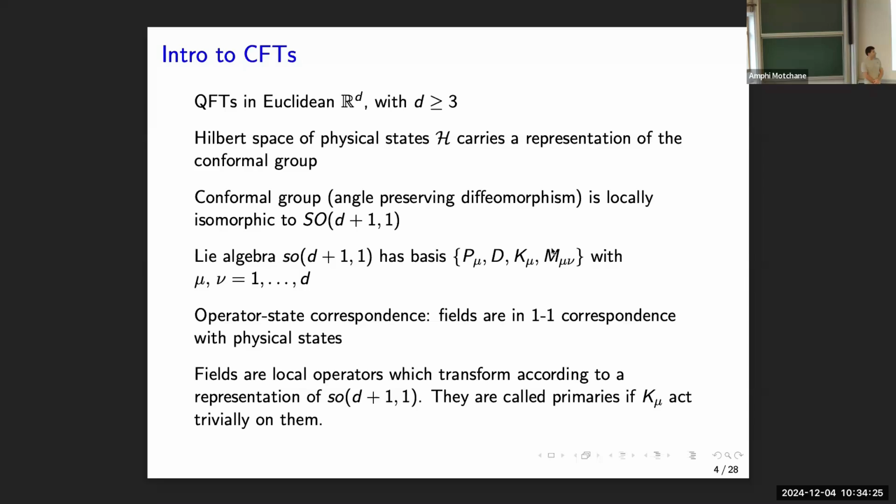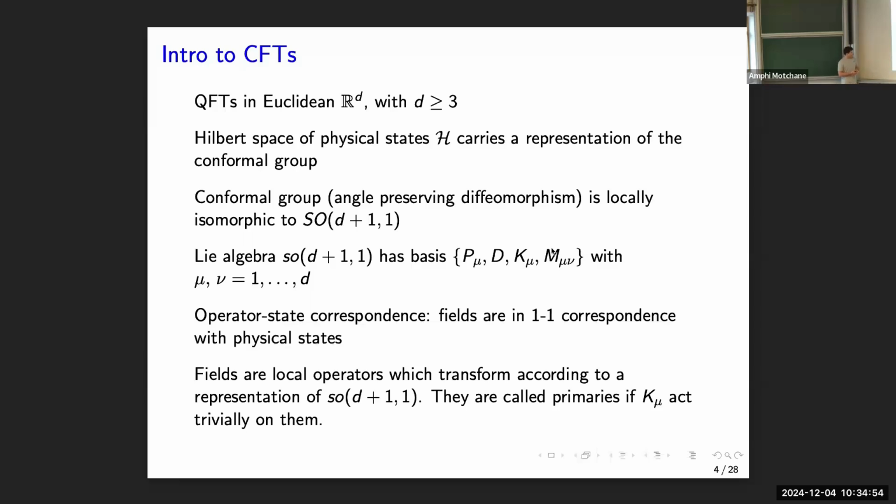Okay, and in this case, we will show the basis of the Lie algebra, which is the following: P_mu, D, K_mu, and M_mu nu. The mu and nu are the space-time indices, going from 1 to d. P are space-time translations, D are the dilatations, M are space-time rotations, and K are special conformal transformations. You can see them as a combination of translation and inversion.